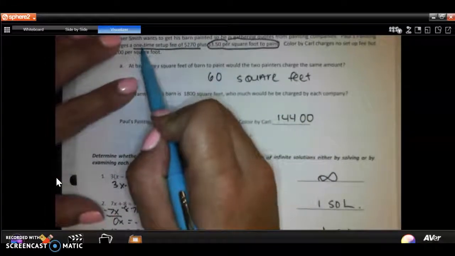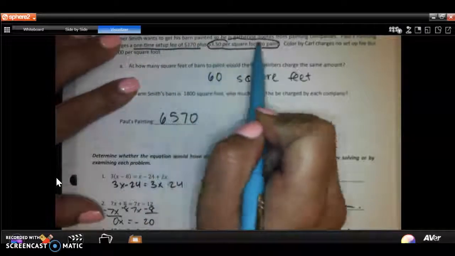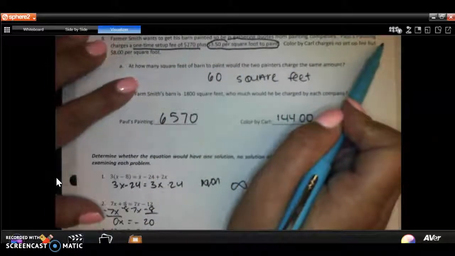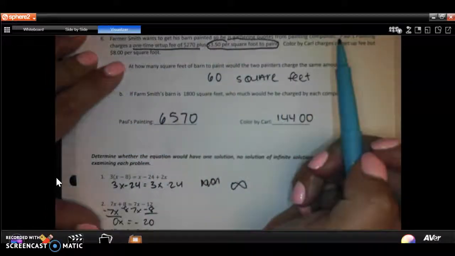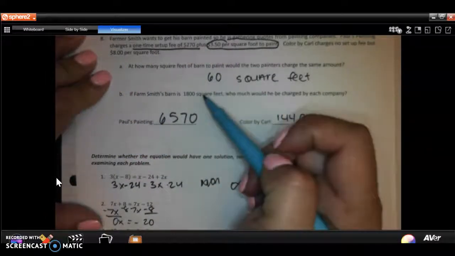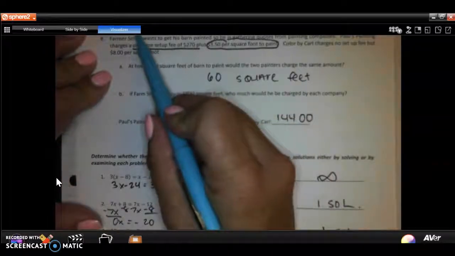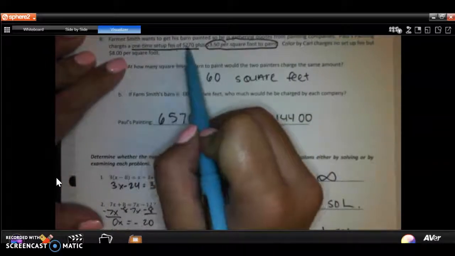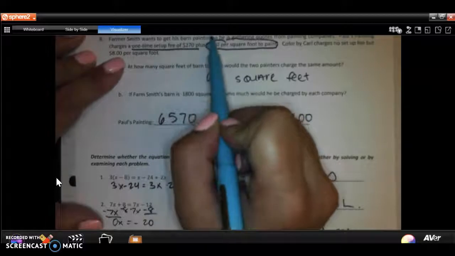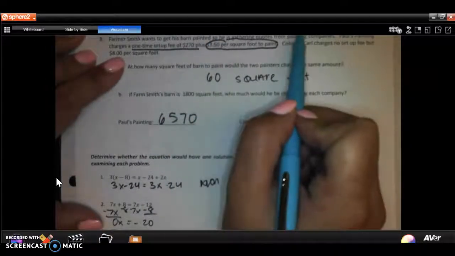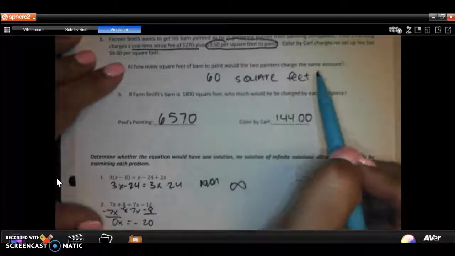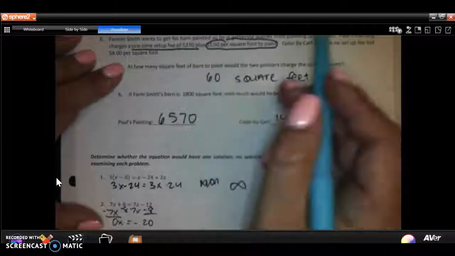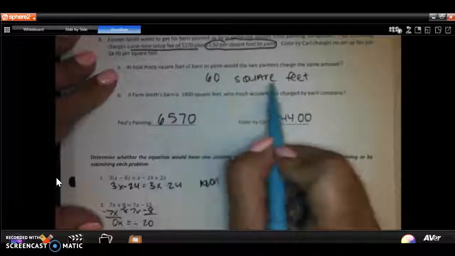Farmer Smith and Paul charges a one-time setup fee of $270 plus $350 per square foot. So it looks like up here I put Paul. Paul's paint is $270 plus $350 per square foot. The color by Carl is $8 per square foot. I set them equal to each other and found that they'll be the same at 60 square feet.